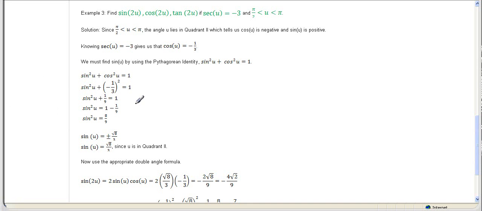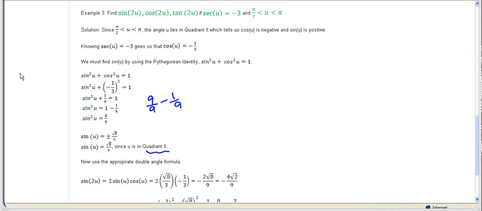Yeah, it is 9 ninths, I'm sorry, 9 ninths minus 1 ninth. We subtract those to get 8 ninths. So sine u is plus or minus the square root of 8 over 9, which is the square root of 8 over 3. But because we know it's in quadrant 2, we're going to stick with the positive value for sine of u. Now we just use the appropriate formula and plug in.